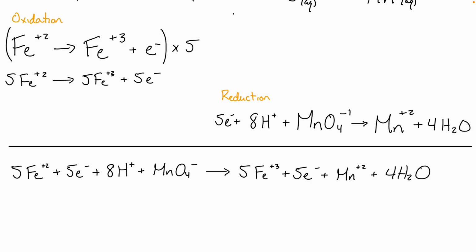All right, and now I can see, and this was my whole logic, what cancels out from this? Those 5 electrons, right? I have 5 on both sides, and that has to be the case. In order to have your balanced redox reaction, you can't have any electrons appear in your final overall equation.